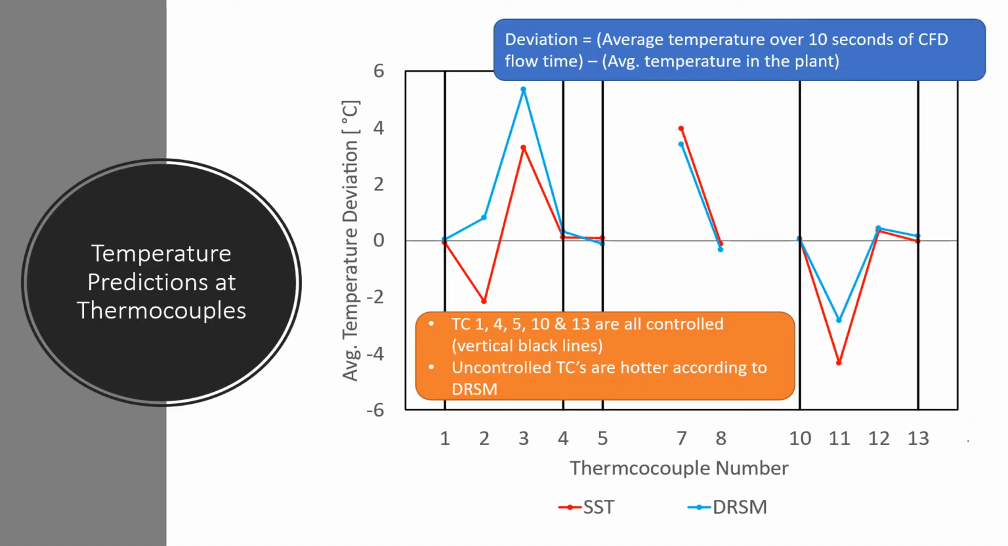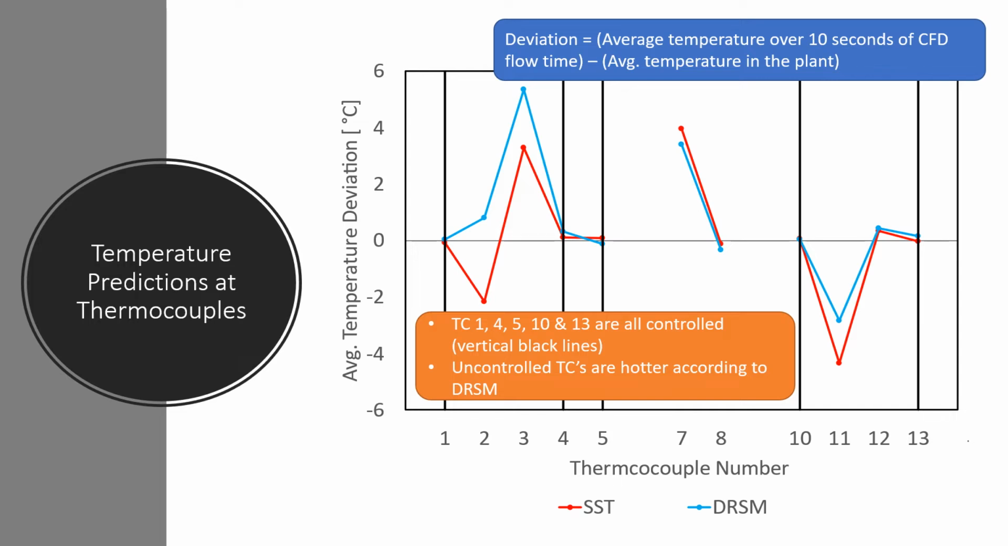So the first metric we're going to look at is the deviation in temperature at each thermocouple throughout the reactor compared to what we're seeing in the plant. So the deviation being the average temperature from a 60-point moving average over 10 seconds of CFD flow time minus the average temperature in the plant. So if it matches exactly what's seen in the plant, it would be at 0, which you can see occurs where we have these vertical black lines. And those are just denoting where we have controllers that are actually driving the temperatures at these thermocouples down to 0 error or 0 deviation.